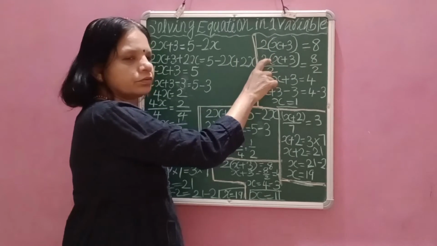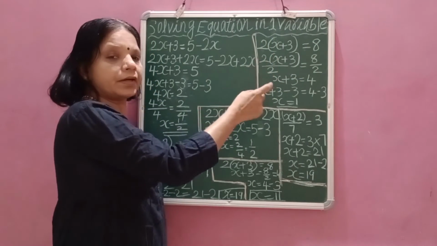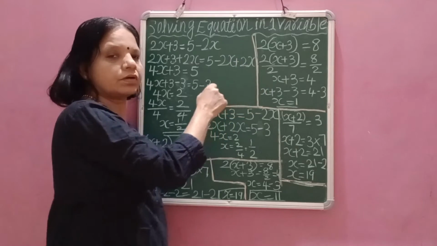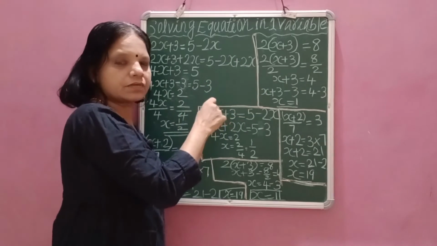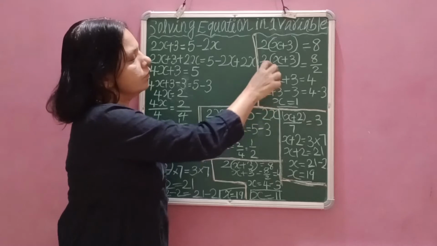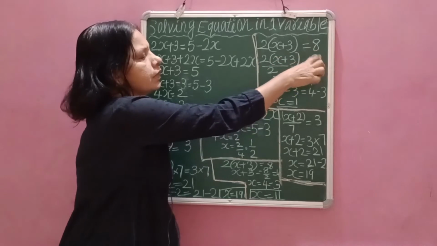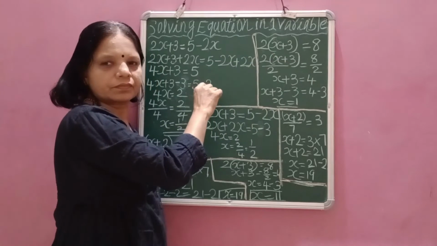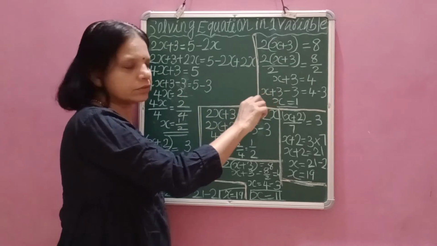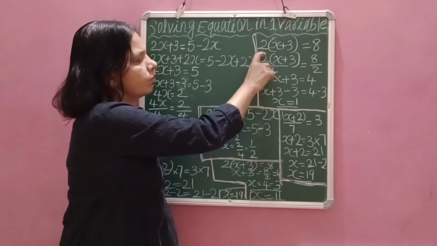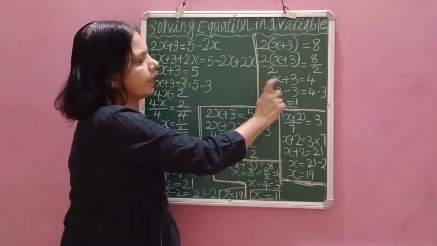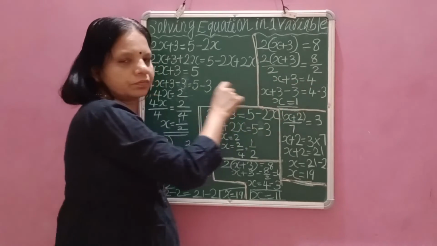Another example, see here, 2 into x plus 3 equal to 8. So here also 2 multiplied by, that multiplication you have to cancel first. Multiplication is cancelled by division. 2 into x plus 3 upon 2 equal to 8 upon 2. Dividing by 2 on both the sides. 2 divided by 2 is 1. x plus 3 equal to 4.